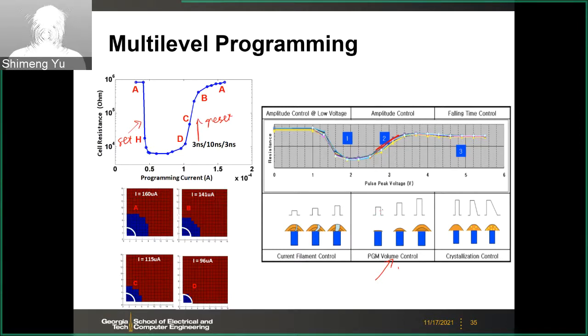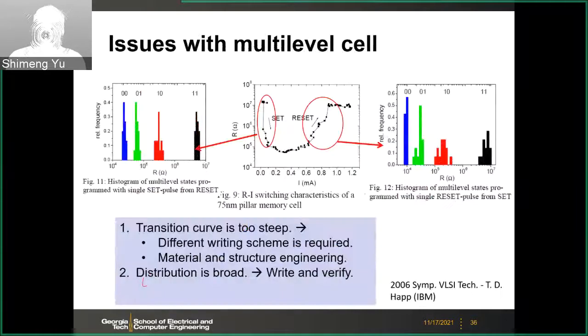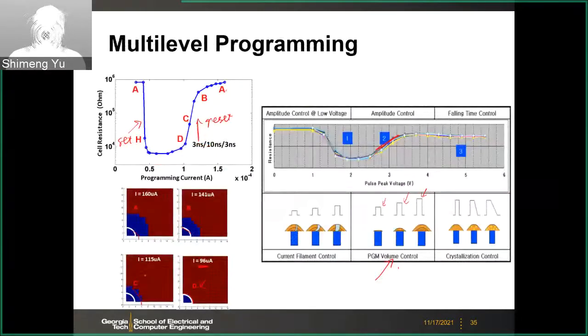You design your pulse width and pulse amplitude to different amplitudes. And here, as we showed earlier, if you increase the reset current, then you will generate different volumes of this amorphous region. Therefore, you can increase the resistance from D, C, B, A, right? So as you increase the reset current, D, C, B, A.